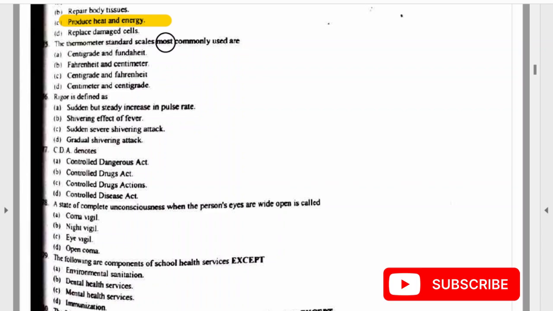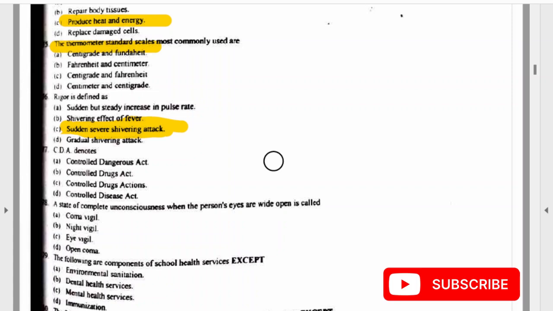The thermometer standard scale most commonly used is what? Let's see, centigrade and Fahrenheit. So is it here? Let's see. Yeah, it's A. Don't be confused. Centigrade and Fahrenheit. So what is rigor? Who can tell me what rigor is? Okay, it is defined as, is it A, B, C, or D? This could be very confusing for a lot of people because the options could seem similar. So the answer is sudden severe shivering attack. That's what rigor means.